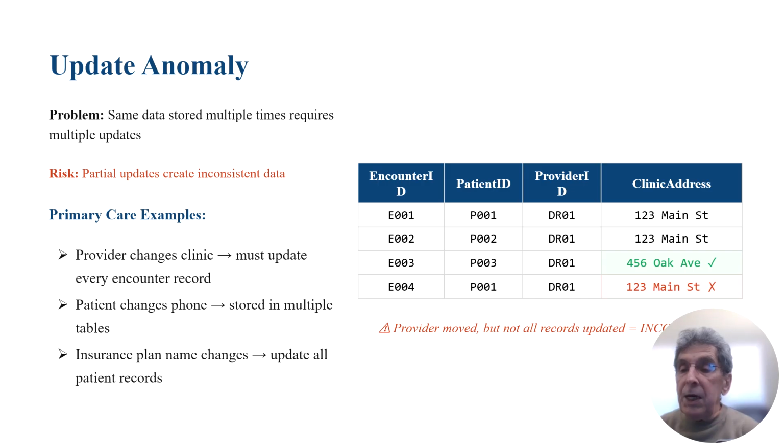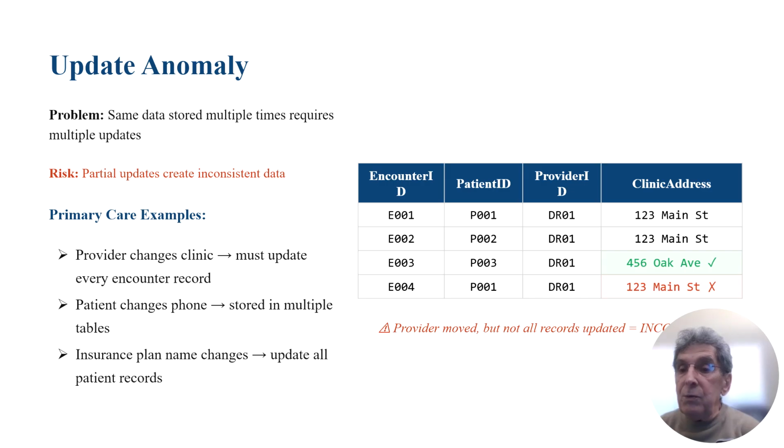Consider this primary care scenario. Dr. Smith's clinic moves from 123 Main Street to 456 Oak Avenue. If the clinic address is stored in every encounter record, and Dr. Smith has seen 5,000 patients over the years, you now have 5,000 rows that you have to update. What if your update query misses some of the rows? Maybe encounters from before 2020 are in an archive table that wasn't included. Now your database says Dr. Smith is at two different addresses depending on which encounter you look at.